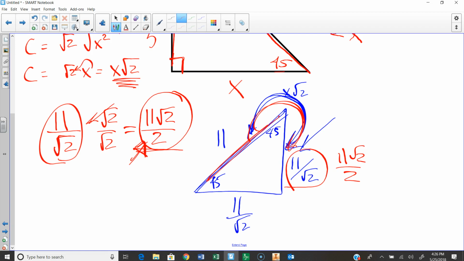Going from the hypotenuse to one of the legs in a 45, 45, 90, you're going to divide by the square root of 2. Going the other direction, you're going to multiply by the square root of 2. You need to commit this to memory. You need to practice this.